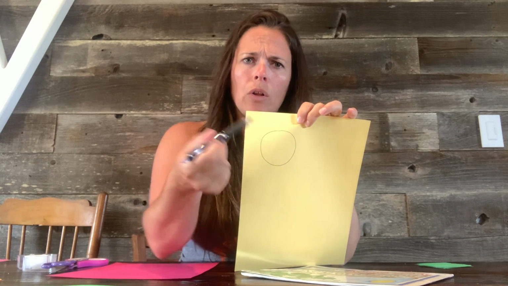Now what you're going to do is you're going to have Mom or Dad draw a circle on your yellow paper. That will be the center part of your flower. If you can cut this circle out, that's great. But if you need Mom or Dad's help, they can help you cut out the circle if you're having a hard time. So you're going to cut out your circle.